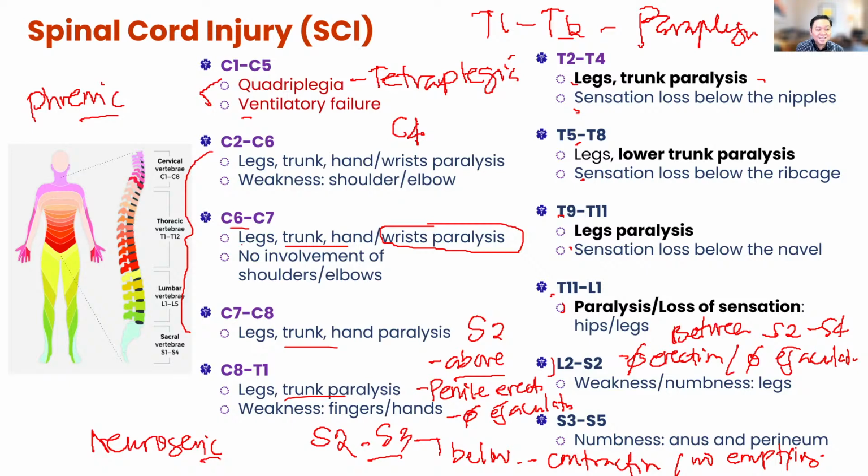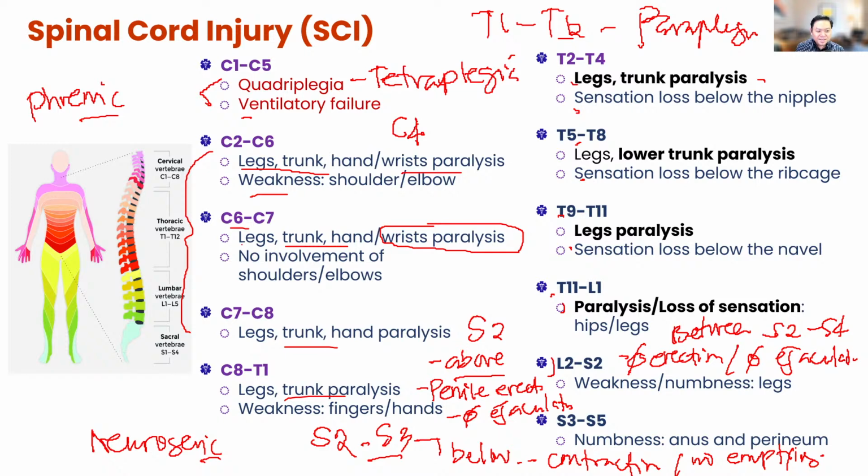They're going to end up with what? The paralysis of the legs. There's also paralysis of the trunk. There's also paralysis of the wrist. But they will still have some function. They only have weakness of the shoulder and elbow. Yes, they are paraplegic, right? So don't forget about that.